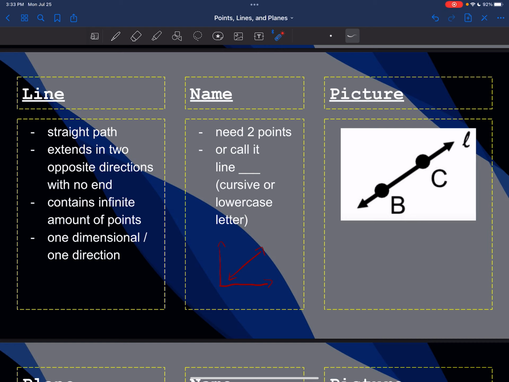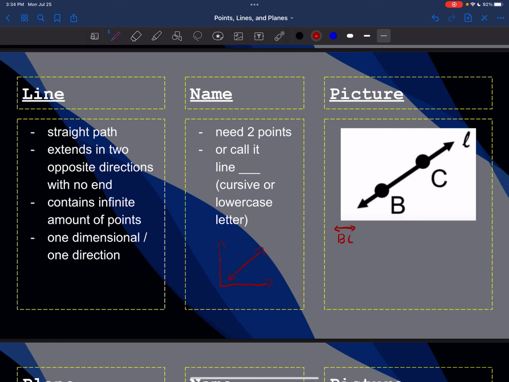Okay, so let's take a look at this picture over here. In order for me to name this line, all I need are 2 points. So you can see that there's B and C. In order for me to name this line, you can call that BC, and then you put the line above BC. That's how you name it. That's one way to name this particular line.